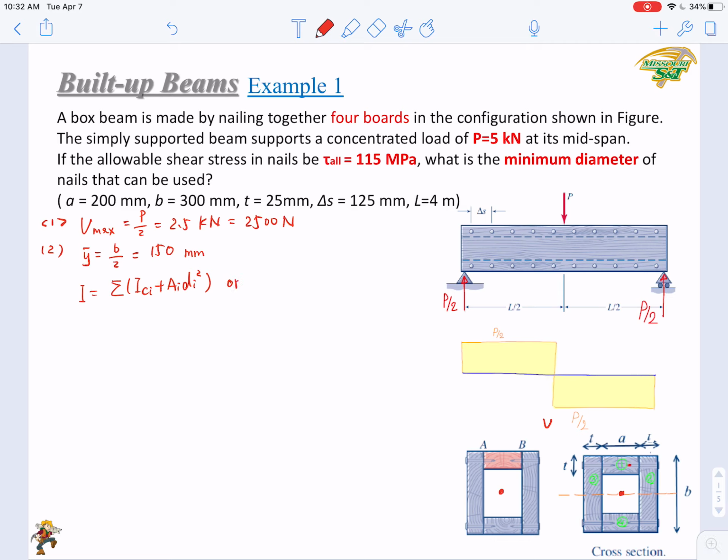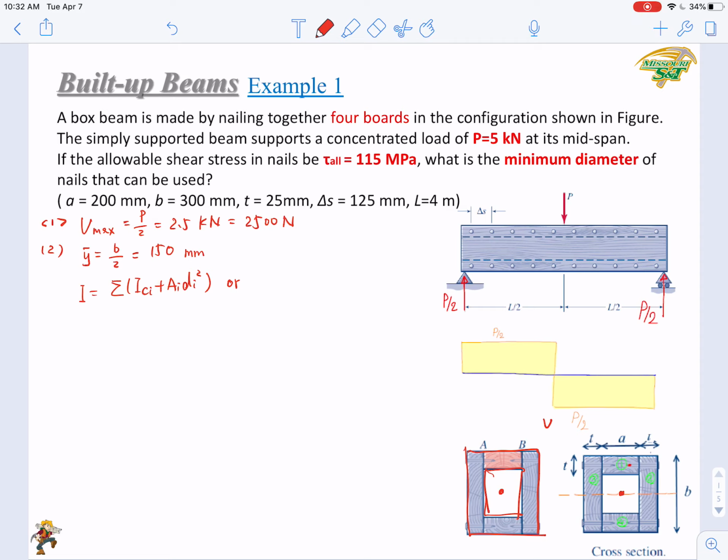Or we introduced a simpler method in the last lecture, right? You can use the big BH cube over 12 minus the BH cube over 12 of the smaller rectangle. Hence, in this example, you have the bigger one and a smaller one, right? You have 2 sets of BH cube over 12 values. So just use the bigger one minus the smaller one, you can get the I, right?